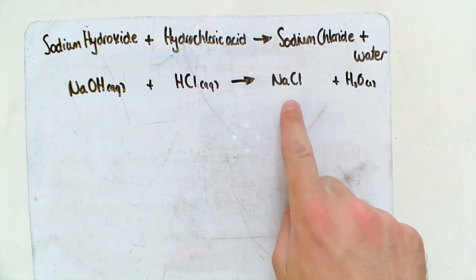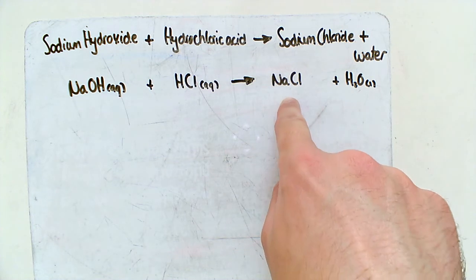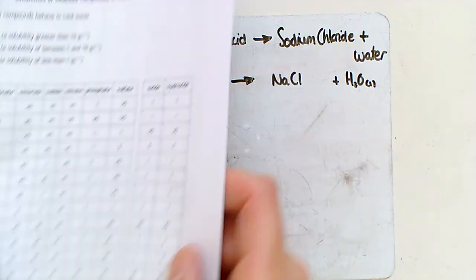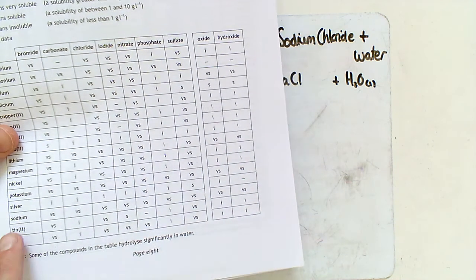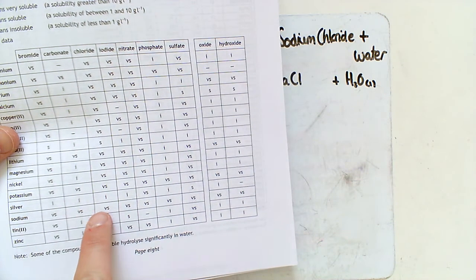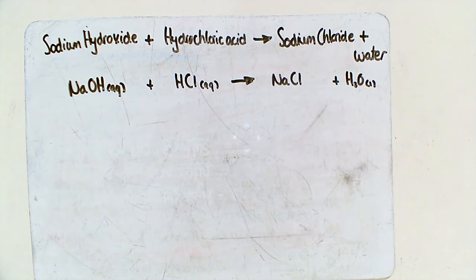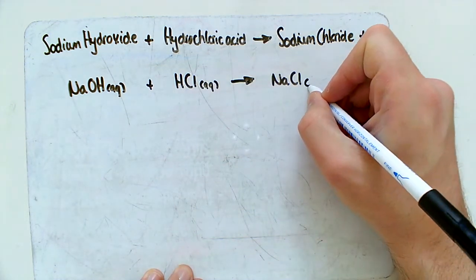Now what we need to do is we need to know if that's soluble or not. So we look up the data booklet. So this table, as we would, and sodium's here, chloride's here. It's very soluble. So that means it's going to have AQ.